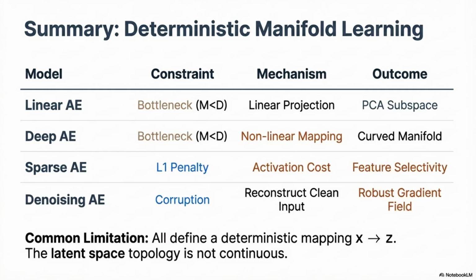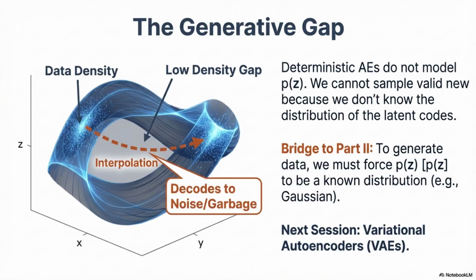But do you notice the common thread? Every single one of these models defines a deterministic mapping. For any given input X, there is exactly one output Z in the latent space. And this, it turns out, leads to a major problem. And that problem is what we call the generative gap.